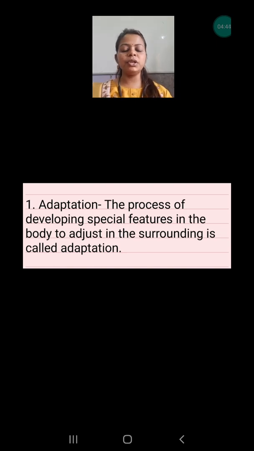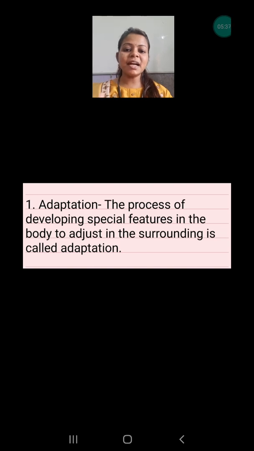But first of all we are going to discuss the definitions related to this chapter. First is adaptation. I have already explained this is the special features which are brought in the body of the animals, which make them suitable to live in their surrounding. Birds have wings so that they can fly very easily. A snake's body is covered with scales so that if they are crawling, their body cannot be damaged. The polar bear is living in the cold area and its body is covered with fur so that it can be protected from the cold environment. So adaptation is the process of developing special features in their body to adjust in their surrounding.